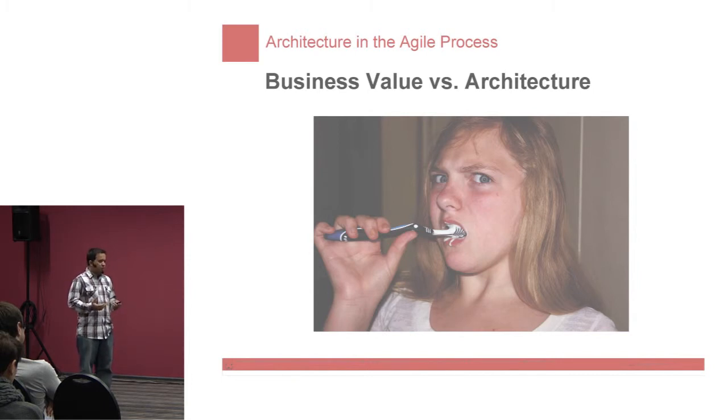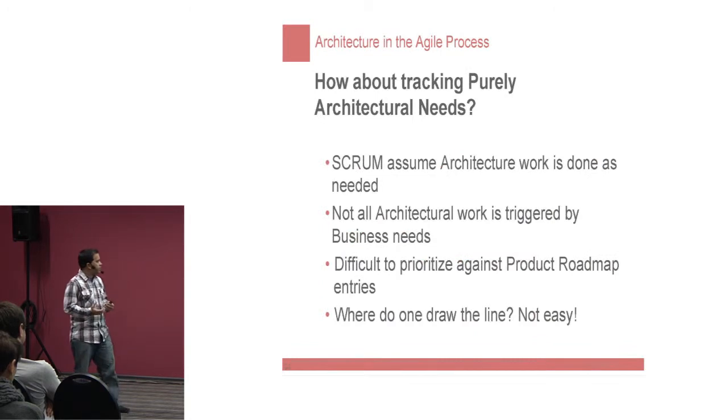Well, most of us have to, and I don't wake up in the morning super happy because I'm going to brush my teeth. But there are certain things you just have to do, and as your system grows, that hygiene needs to become very present in your system, and you need to be able to prioritize it accordingly. Product owners need to understand that there's a need to do those things on an ongoing basis. Basically, Scrum assumes that the architecture work is done as needed.